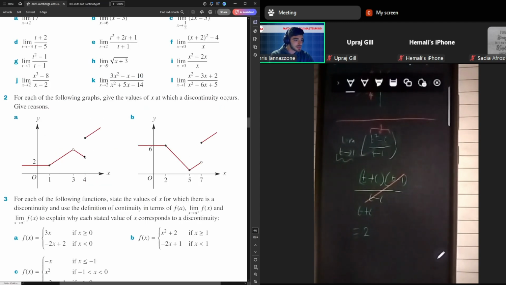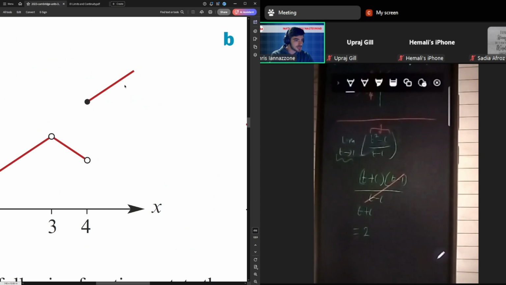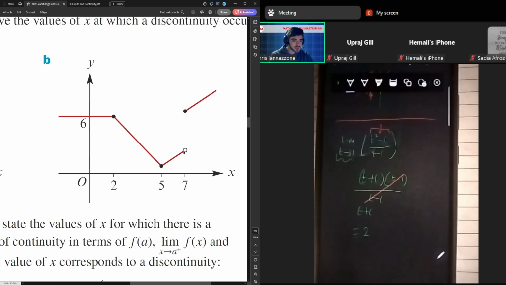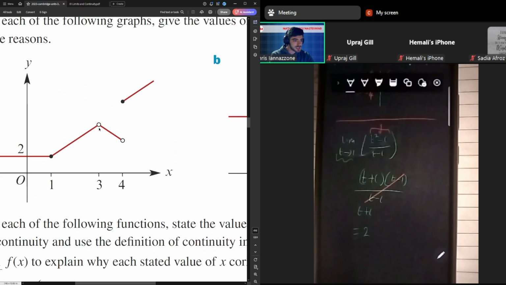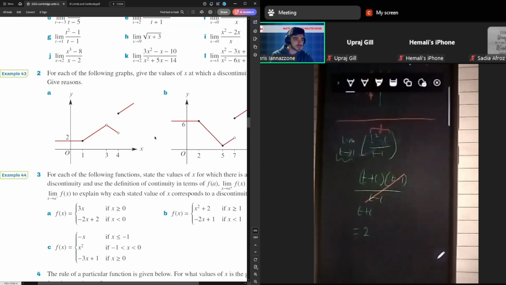Reason why? Coming from the left gets us here. Coming from the right gets us here. Those are two very different things. That wasn't the case for this one, because even though there's a gap from the right hand side, because there's still some runway to work with, you can say that from the right gets you here and from the left gets you here. That's why a limit wasn't an issue for this one, but it is for the other two.